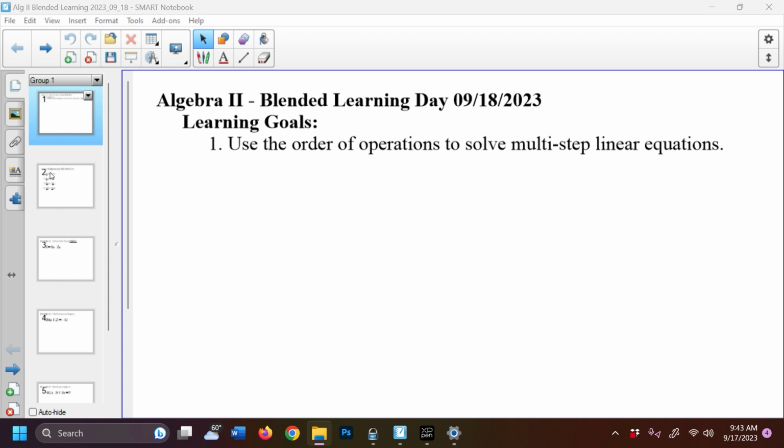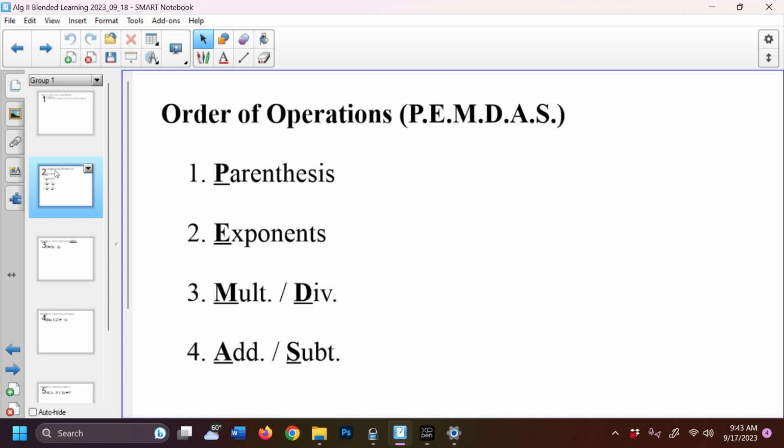And so the first thing we want to do is review the order of operations. Most of you have heard that as Please Excuse My Dear Aunt Sally. Of course, at the top we have parentheses and then exponents. Then multiplication and division are on the same level because they are essentially the same operation, and addition and subtraction are on the same level.